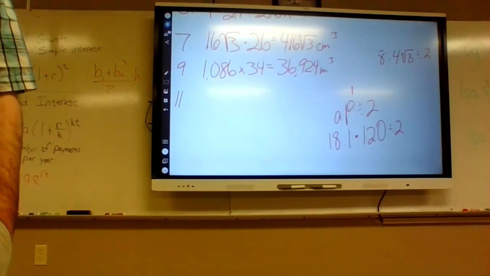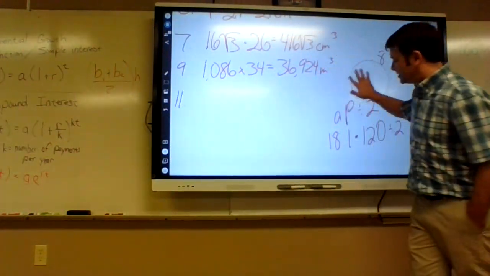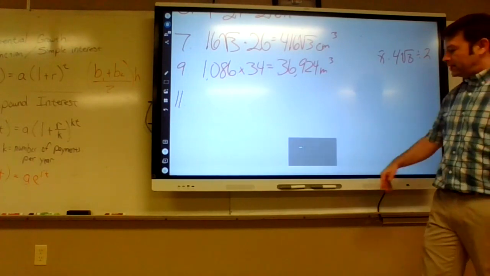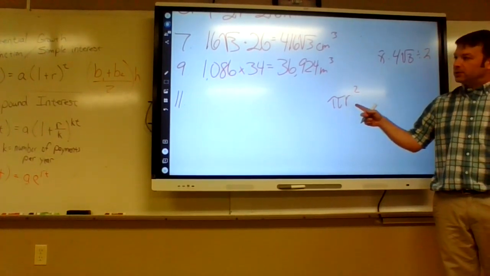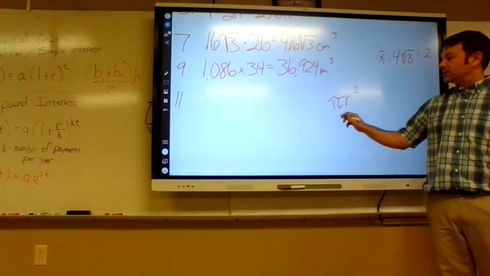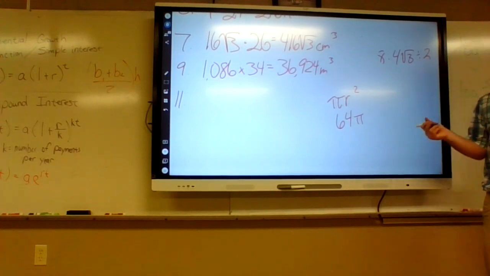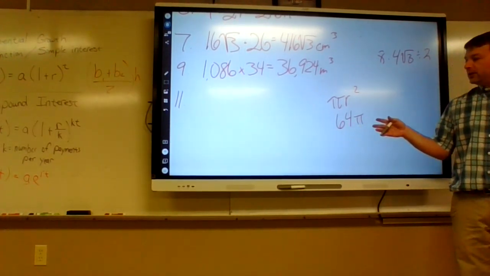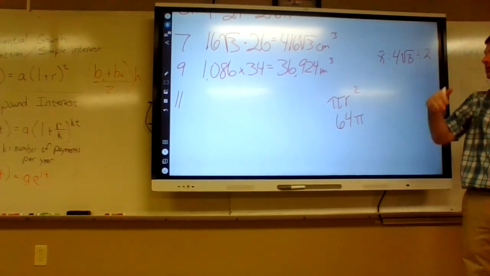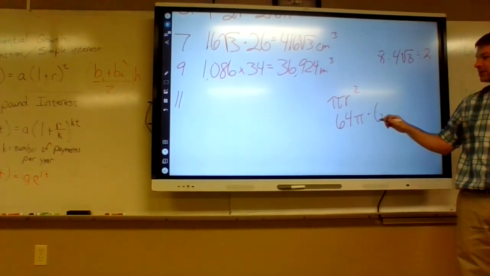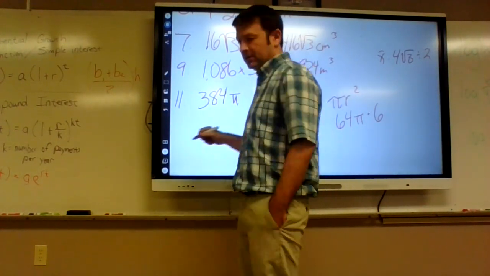Okay, number 11, a cylinder. So how do we find the area of the base of a cylinder? What is the base of a cylinder? A circle. How do we find the area of a circle? Pi r squared. What's the radius on number 11? 8. So 8 squared is 64 times pi. You can plug pi in if you want to, but it's probably easier to leave it alone. That's the area of the circular base. Then what do I do with that? Times the height of the cylinder, which was what? 6. So 384 pi feet cubed.